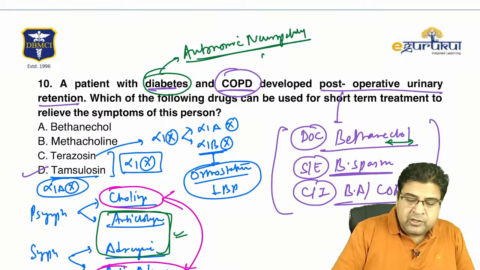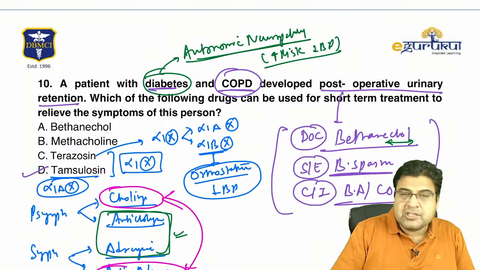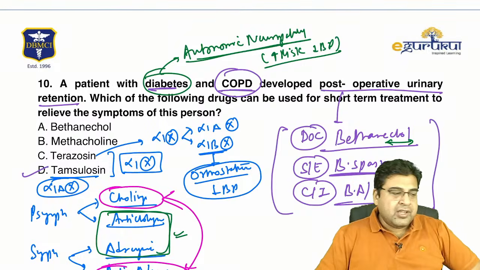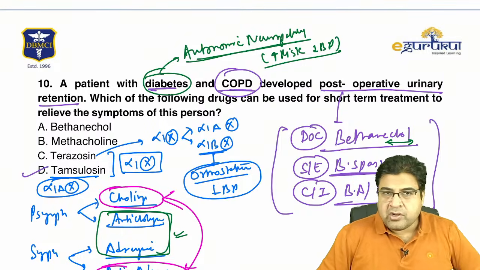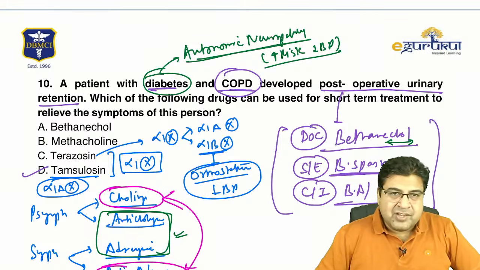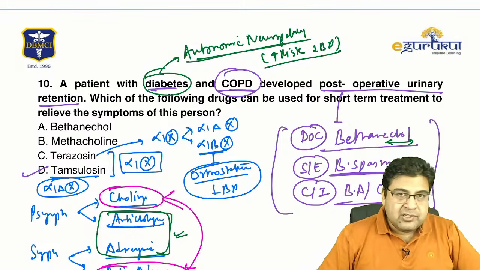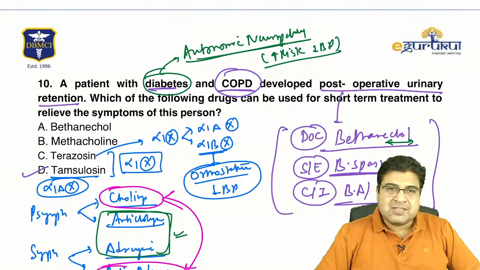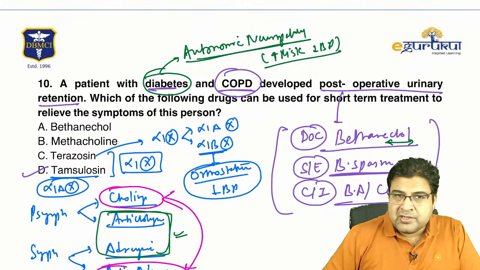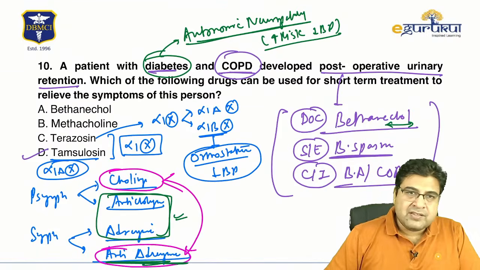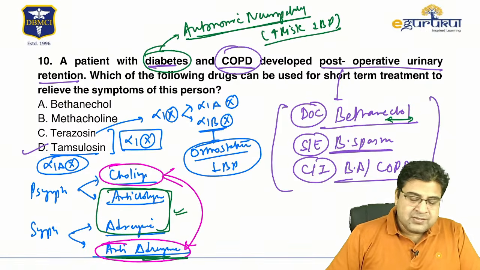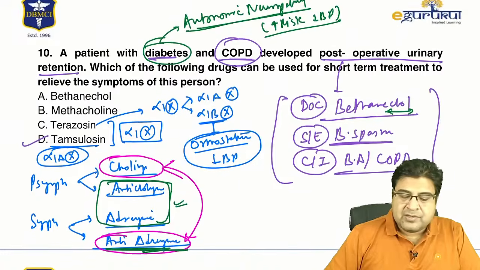Because of the autonomic neuropathy, there is a high risk of orthostatic hypotension. So this patient is at high risk of orthostatic hypotension due to autonomic neuropathy, because the patient is diabetic. That's why in this MCQ, considering the patient's health state, I will choose the medicine tamsulosin as the best medicine. So tamsulosin is chosen as the best medicine here. The reason we have discussed in detail. So question 10 answer is D, tamsulosin is the best answer to be chosen.